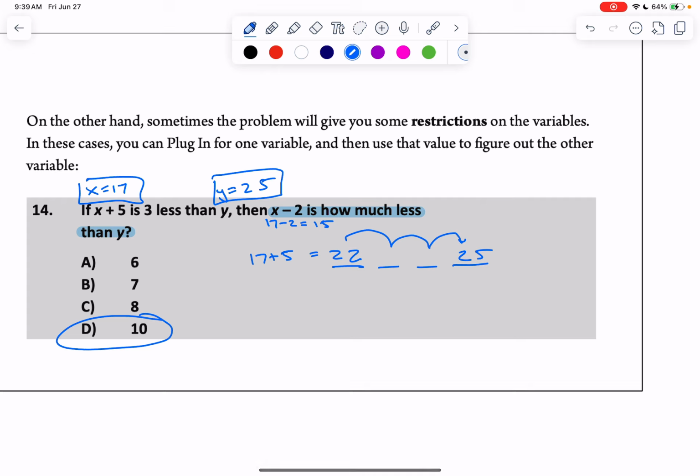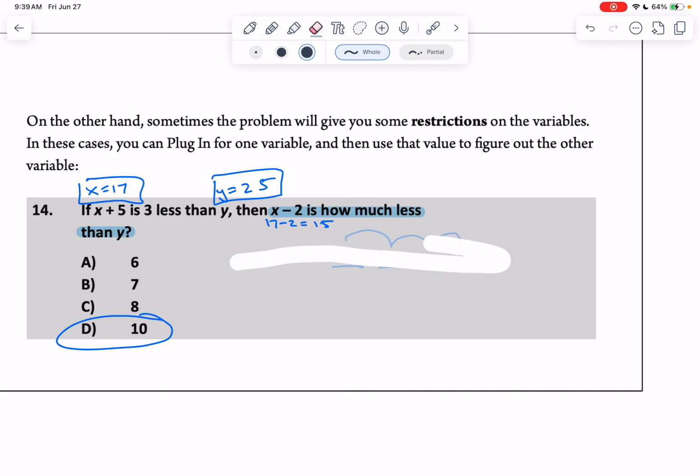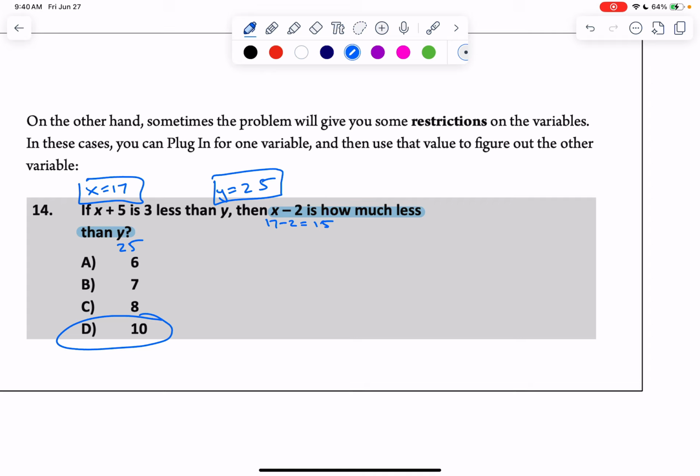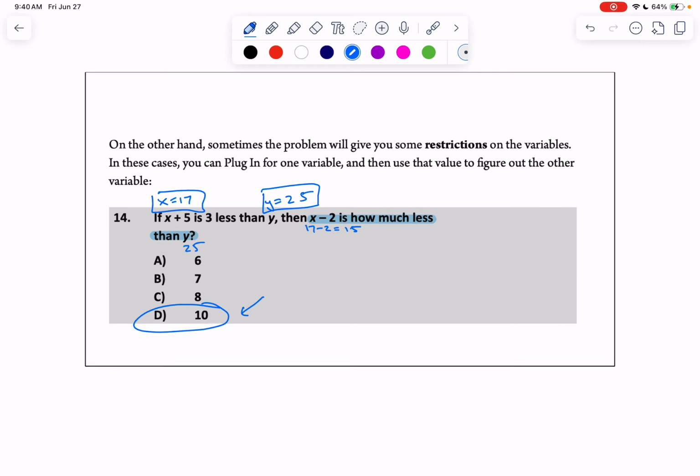I apologize. 17 minus 2 then would be 15. And 15 is how much less than our y, which was 25? Again, we get 10, because this question is not testing us on real numbers. It's testing us on the relationship that they've set up between these two unknowns. So again, we can plug in for one, solve for the other, and the relationship will be maintained.